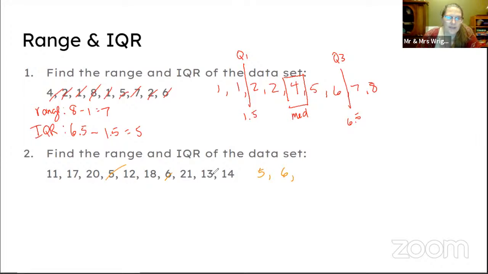7, 8, 9, 10, 11, there's 12, and 13 and 14. Then 17 and 18. And then, oops, I missed an 11. It's going to go right there. And then I've got 20 and 21.